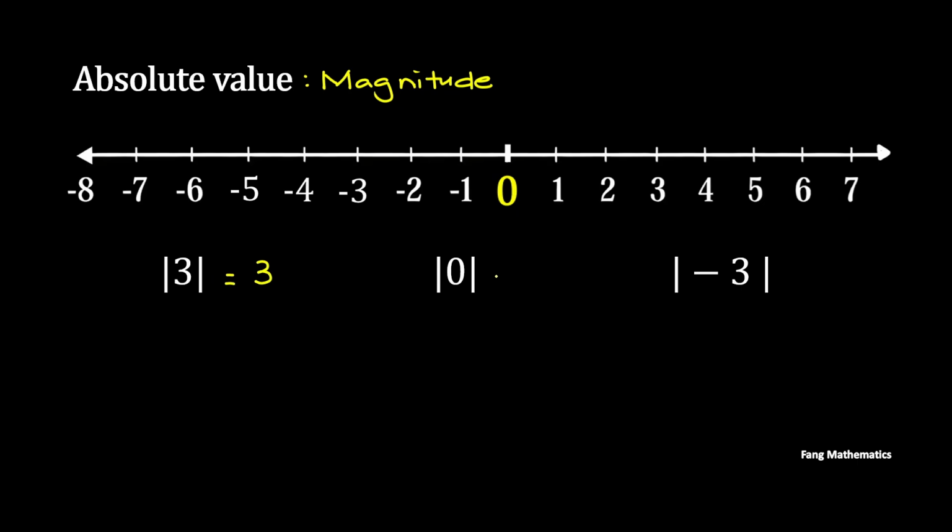Moving on, the absolute value of 0 is 0. No distance from 0 to 0. And the last: when there is a negative number inside the absolute value, the negative number will turn to its positive number after removing the absolute value sign. So for -3, if you take the absolute value, it will give you 3.